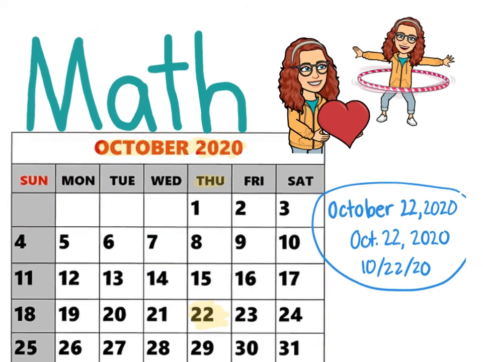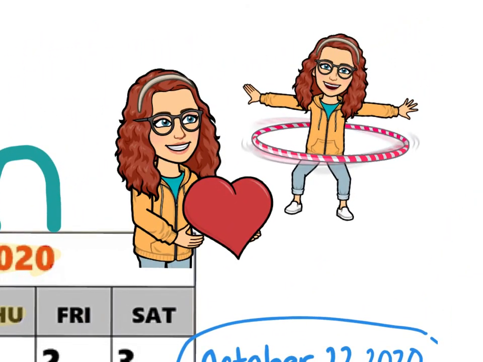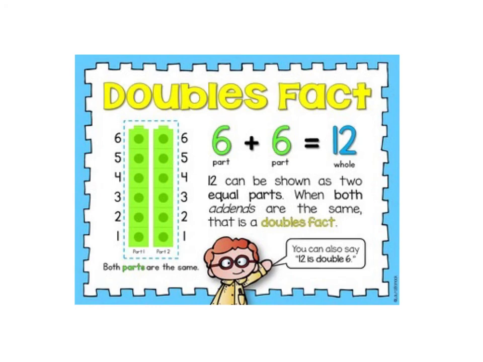Hey, do you guys notice there's two of my little cartoon pictures today? What's a word that you can use when there is two of something? There is double cartoon Mrs. Houts. Well, today with our first lesson of chapter 3, we are talking about doubles facts.